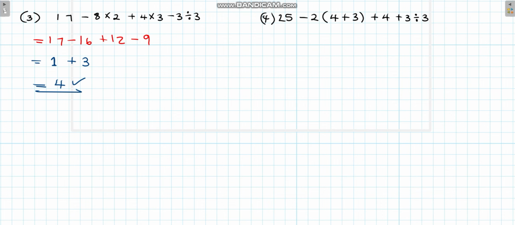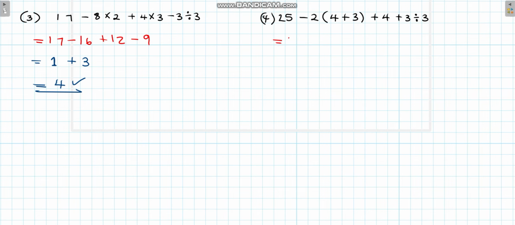So now let's move to our next question. We now have brackets. So we should work out the brackets first. We're not allowed to say 25 minus 2. It's wrong. How many terms do we have? 1, 2, 3, 4 terms. The bracket, whatever is inside the bracket, will be taken as 1.